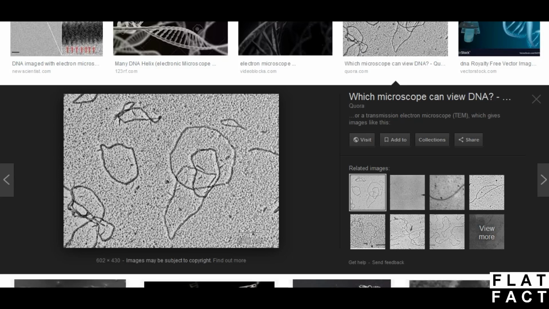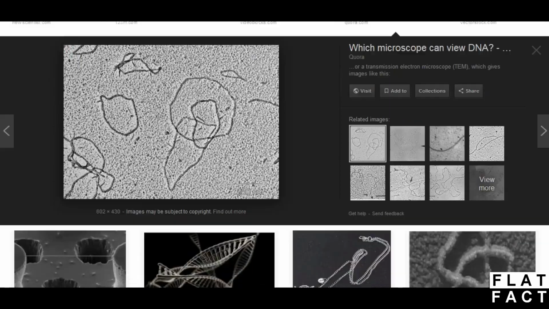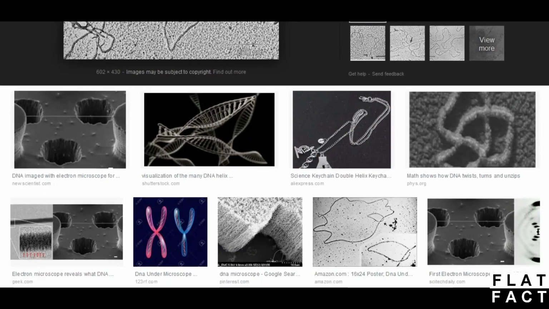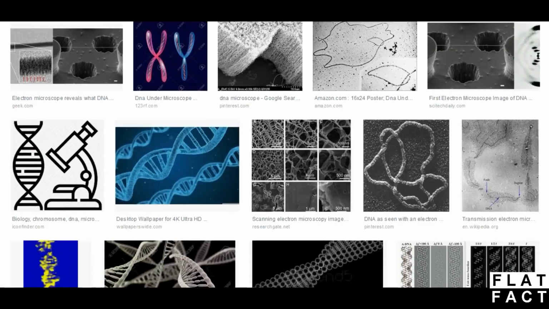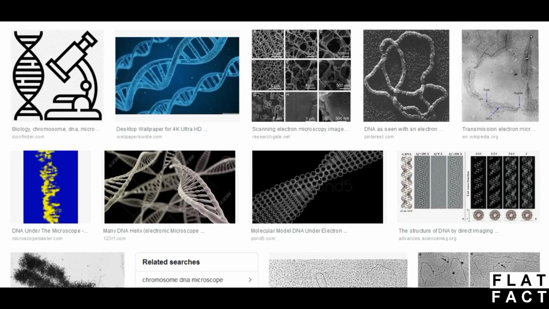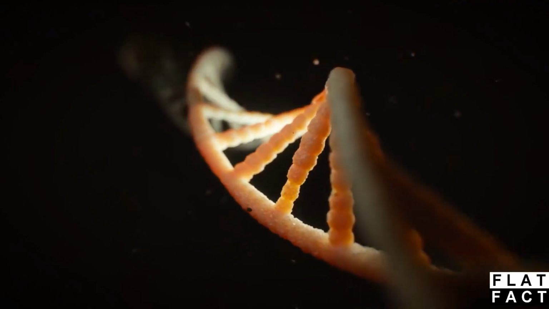So how did Watson and Crick find the DNA helix back in the 1950s? Oh, look at this. Maths, as in mathematics, shows how DNA twists and turns and unzips. I don't want mathematics, I want a real image, thank you.